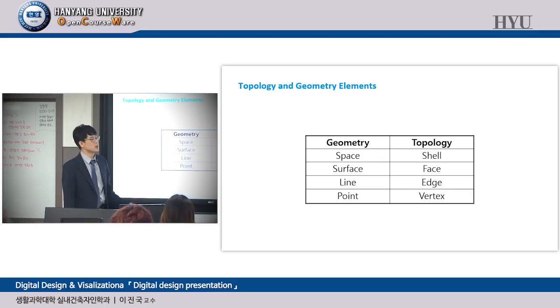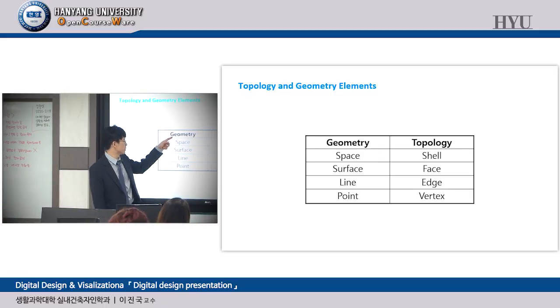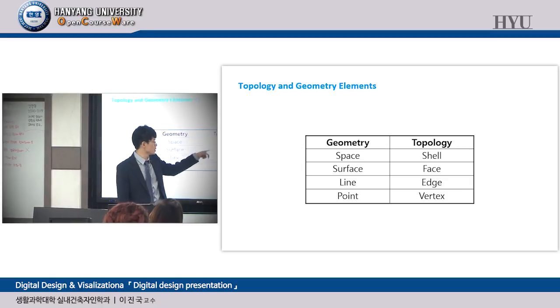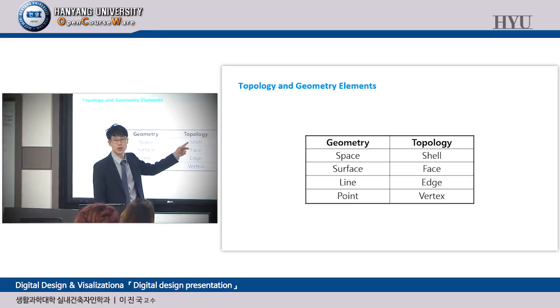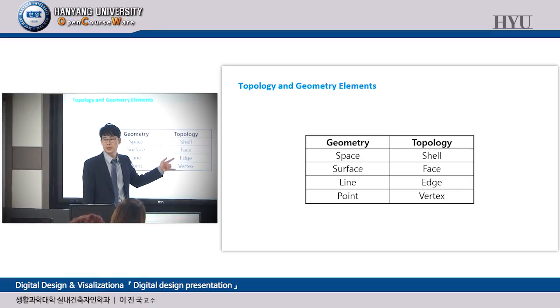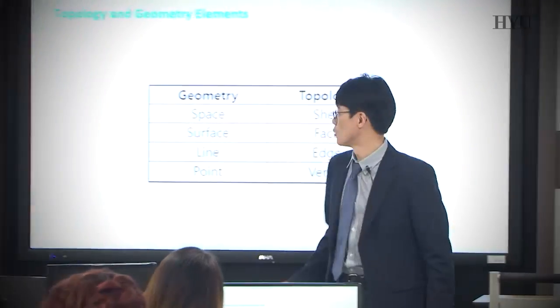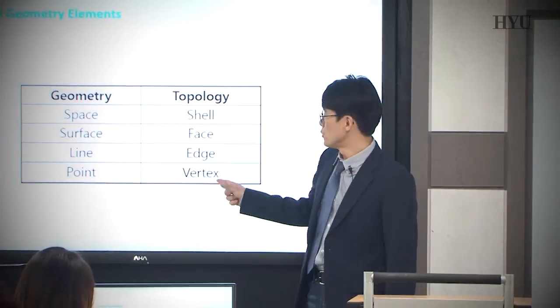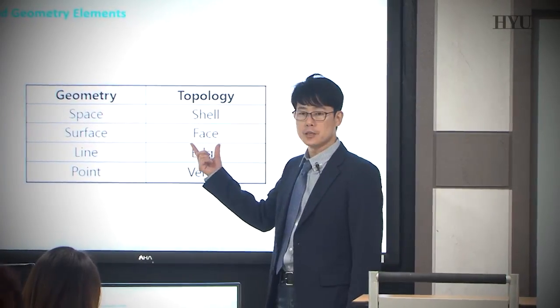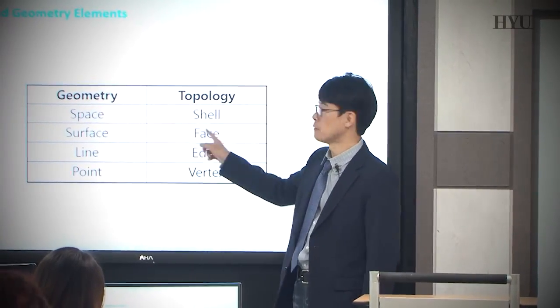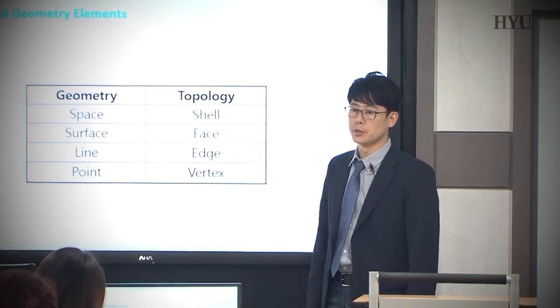Let's take a look at some terminologies. On the geometry side: point, line, surface, space. On the topology side: vertex, edge, face, shell. Those terms are in 3D Max, Editable Poly. You are very familiar with those terms, okay? So you can control vertex, edge, face in order to control the final geometry, okay?